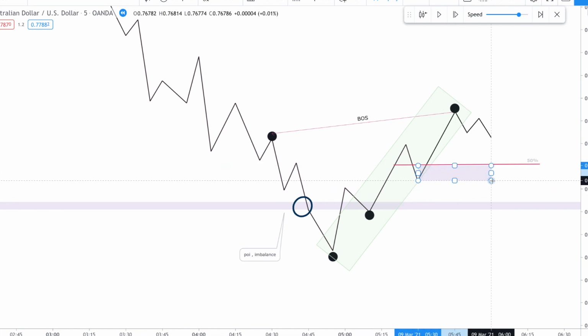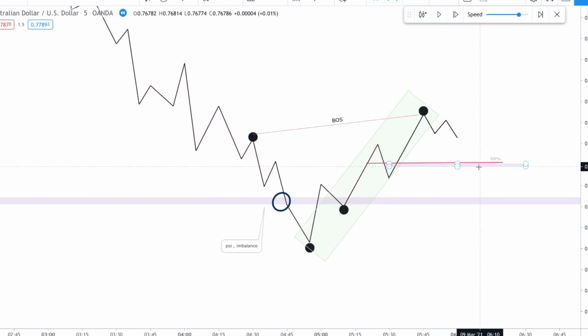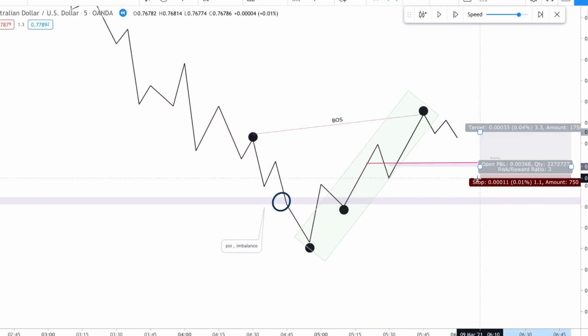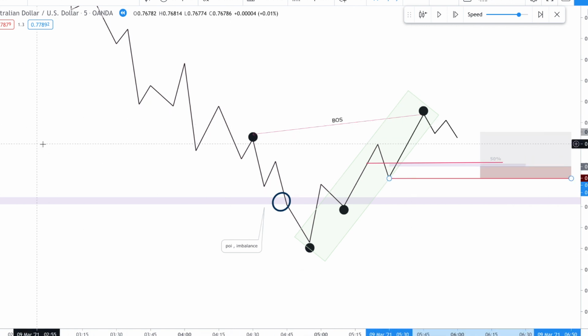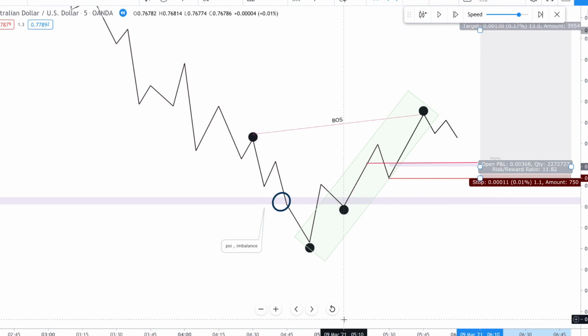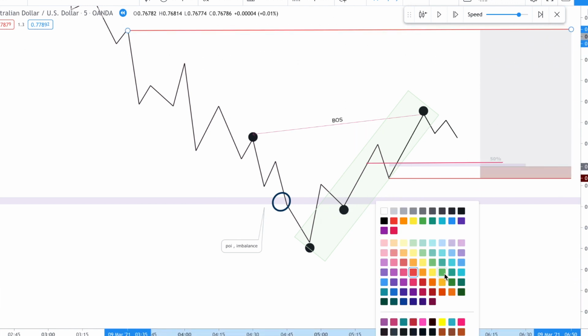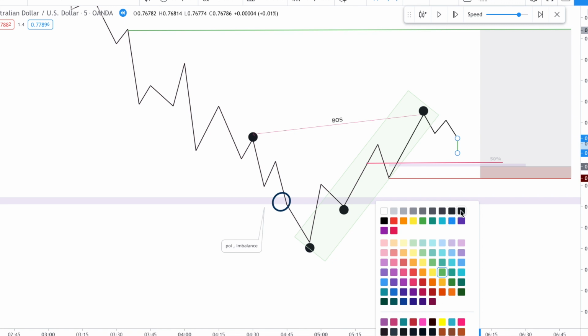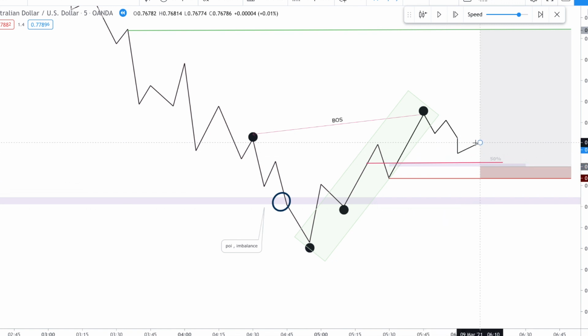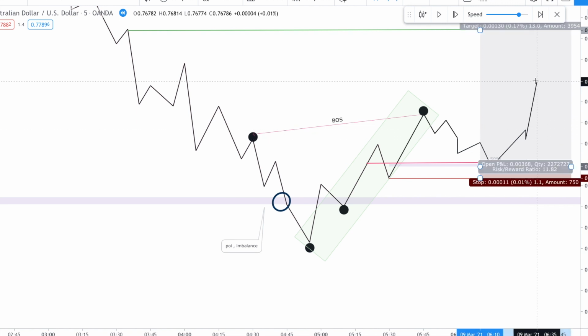Okay, great. Now we found this point of interest that's imbalance. So we're just going to mark that up, and it aligns with our 50%. And now we're going to place our risk to reward with our stop loss below that low and our take profit at equal highs. Okay, so now the market's going down to our POI. We enter the trade and go up, take profit, smash.